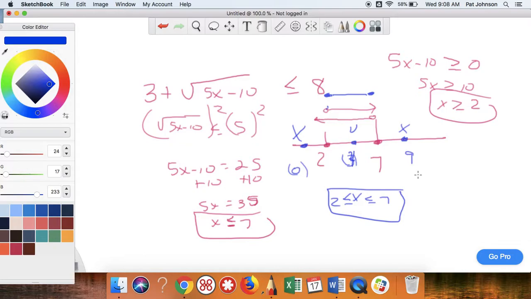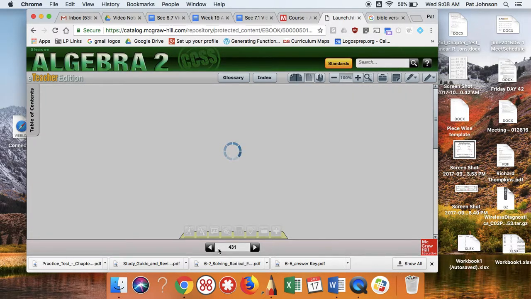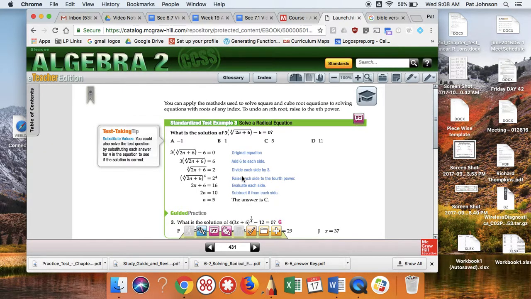You have to find the solution, find any restriction. So remember, we take the radicand and make it greater than or equal to 0 to find the domain. And then we test points in between and to the left and right of those solutions. Now, I did skip a section here. Let's go back to example 3.